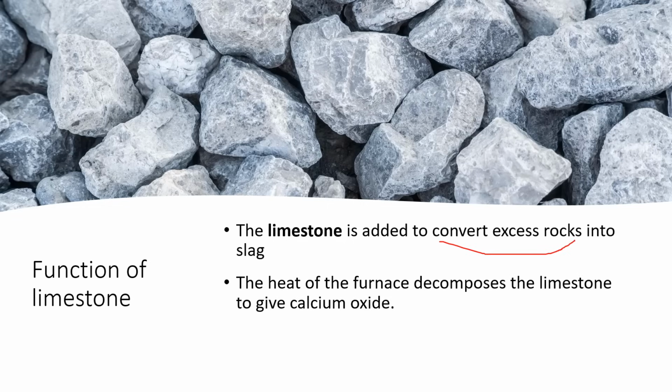The heat of the furnace will then decompose the limestone to give calcium oxide, meaning the limestone will not play a role in the reaction of giving us molten iron. It just decomposes and prevents any of the excess rocks from clogging up the blast furnace and the tap hole specifically. So the heat there will decompose the limestone to give us calcium oxide. So CaCO3, which is the formula of limestone, gives us CaO plus CO2, which is calcium oxide and carbon dioxide.